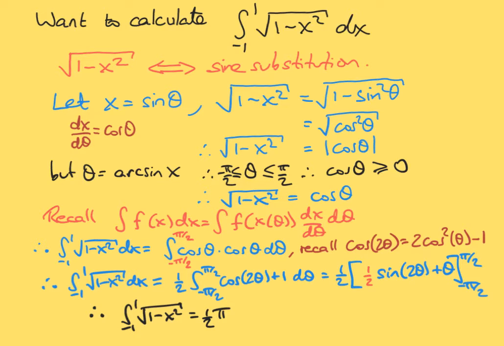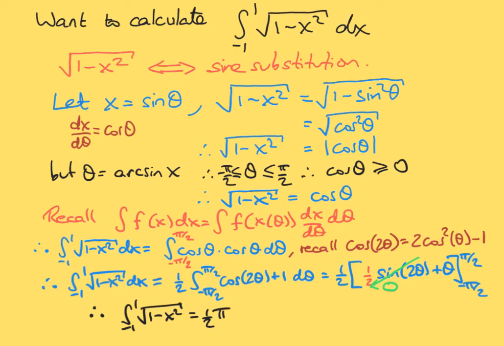We're now going to evaluate this at the upper limit, and we can notice something. The sine of 2 times pi over 2 is the sine of pi. Sine of pi is, of course, 0. At the lower limit, we're going to get the sine of 2 times minus pi over 2, so the sine of minus pi, and that is again 0. So this term here is going to vanish. It's not going to contribute to the integral.